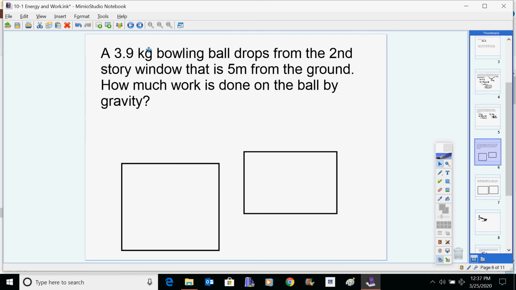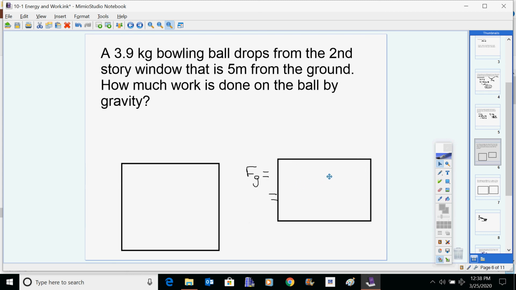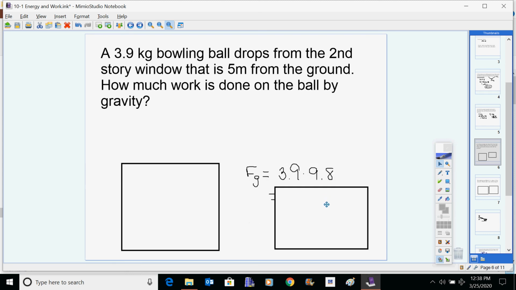Okay, now we've got another scenario. In this case, you aren't doing the work, although you did probably have to do the work to carry the ball up to the top of the stairs in the first place. But this is asking how much work is done on the bowling ball that's being dropped to the ground. How much work is being done by gravity. You let go of that thing, and so you've got gravity pulling it down. And once again, the force because of gravity is another way of saying weight. So we do need to figure that out.